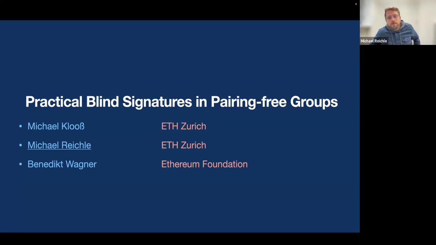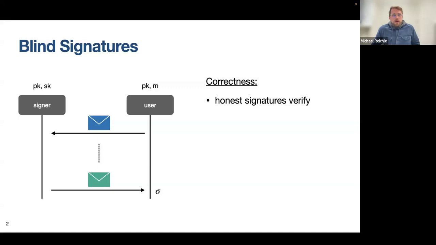I am going to be talking about practical blind signatures in pairing-free groups. And as said, this is joint work with Michael Kloos and Benedikt Wagner. We've seen blind signatures in the previous talk, so I'll just give a brief overview again. Essentially, we have a signer, we have a user. Both have access to a public key of the signer. The signer also knows the secret key that is associated to the public key.